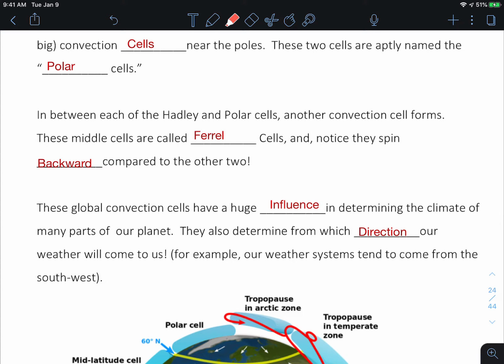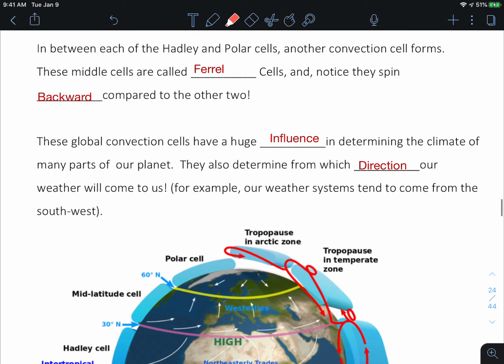But these global convection cells have a huge influence in determining the climate of many parts of our planet. They also determine from which direction our weather will come. For example, our weather systems tend to come from the southwest, and that also plays into this.